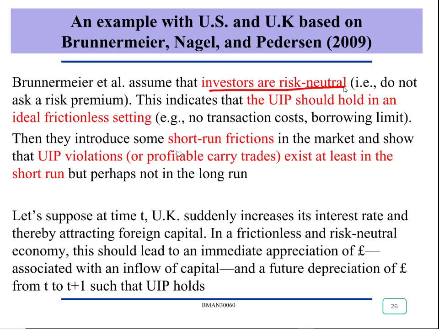Then they introduce some short-run frictions in the market and show that UIP violations, or a profitable carry trade strategy, can exist at least in the short run, but maybe not in the long run. So let's use an example. Let's suppose at time t, the Bank of England suddenly increased its interest rate target, thereby attracting foreign capital inflow into the UK. In a frictionless and risk-neutral economy, this should lead to an immediate appreciation of the pound.